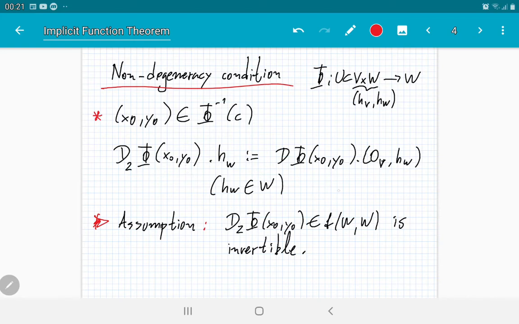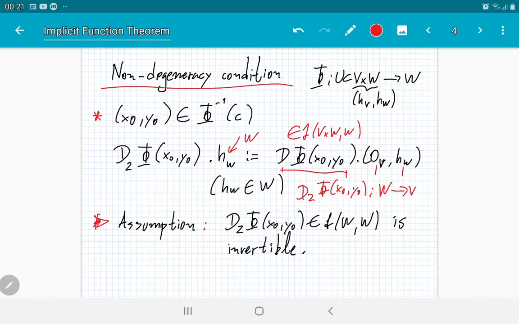How do I do that? Well, it's actually simple. The second derivative takes a vector in W and maps it to the following. I take the first derivative. Well, the first derivative is a linear transformation from V times W to W. And I apply this linear transformation to the vector (0_V, h_W). So in fact, D2 phi at (x0, y0) is a linear transformation from W to W.